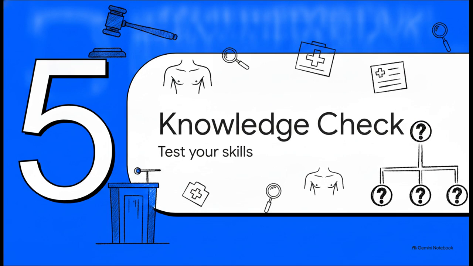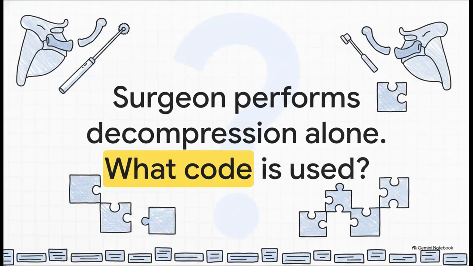All right, Section 5, Knowledge Check. It is time to put you on the stand and test our real-world application of the laws we just learned. Here's Scenario 1. A surgeon performs an arthroscopic subacromial decompression alone with a partial bursectomy. There are absolutely no other shoulder procedures performed during the session. Based on everything we just discussed, what CPT code should be reported? Take a second and think about it.